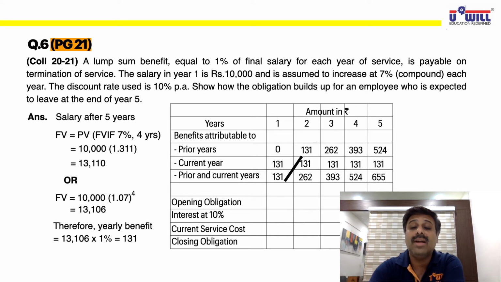So pause the video and write down up till year 1: opening obligation, interest at 10%, current service cost and closing obligation. I hope you all have written this. Now in the first year, opening obligation is 0 because in past years he has not served. So in the first year there is no opening obligation. Therefore interest will also be 0.